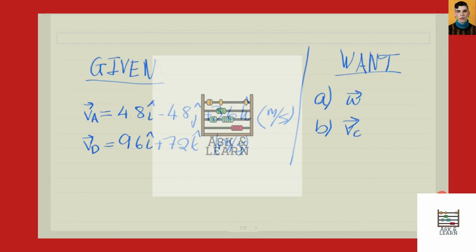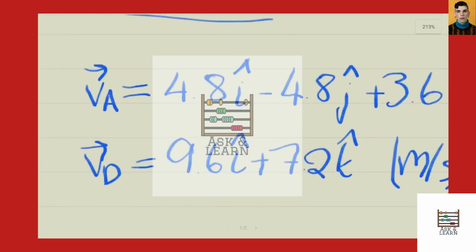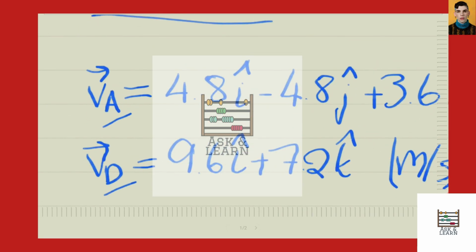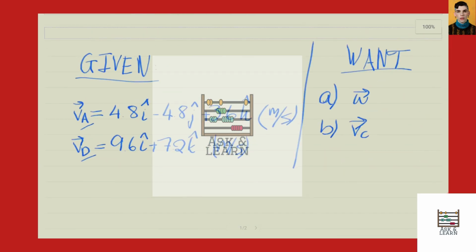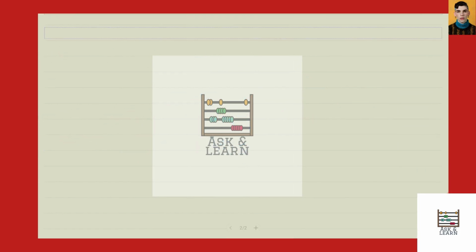So for problem 15.184, we've been given the vector velocities for points A and D, and we've been asked to find the angular velocity of the rolling ball and the velocity of point C, which is the center of the ball.